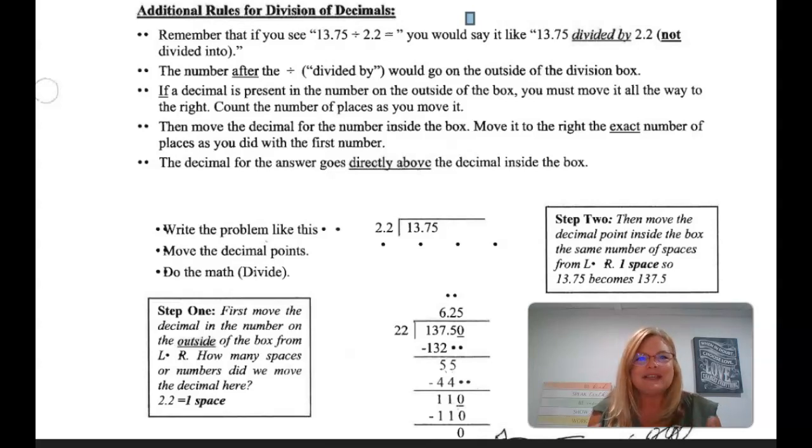So today we're going to talk about the additional rules for division of decimals. So this is the second part. In the last video, we talked about multiplication of decimals, and today we'll talk about division.